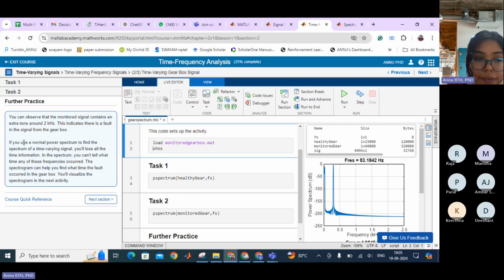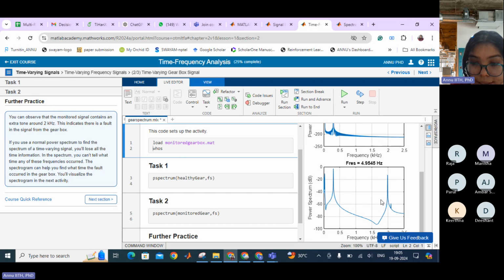Next, we can also observe the monitor signal contains an extra tone at 2k. How 2k? You can see here another spike is there. This indicates a fault in the signal from the gearbox. If we use a normal power spectrum to find the spectrum of a time varying signal, we will lose all the time information. In the spectrum, you can't tell what time any of the frequencies occurred. The spectrogram can help you to find the fault occurred in the gearbox.